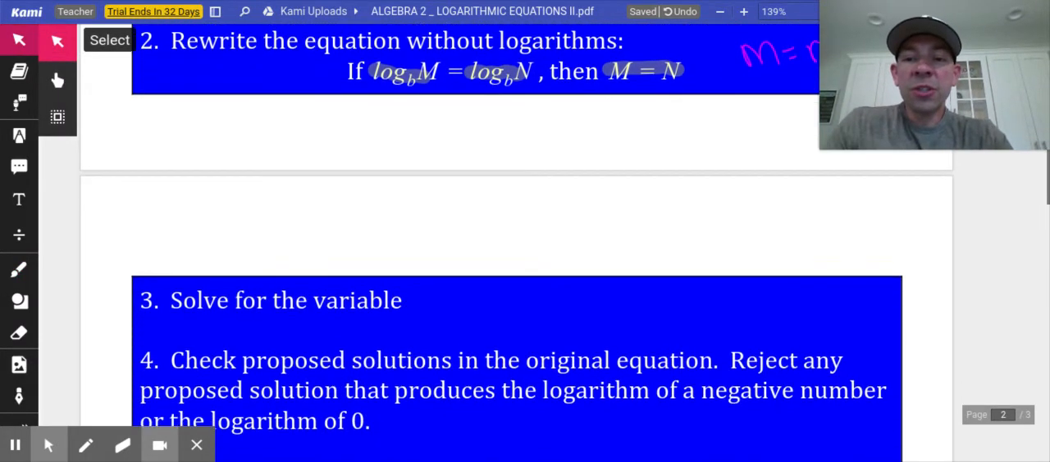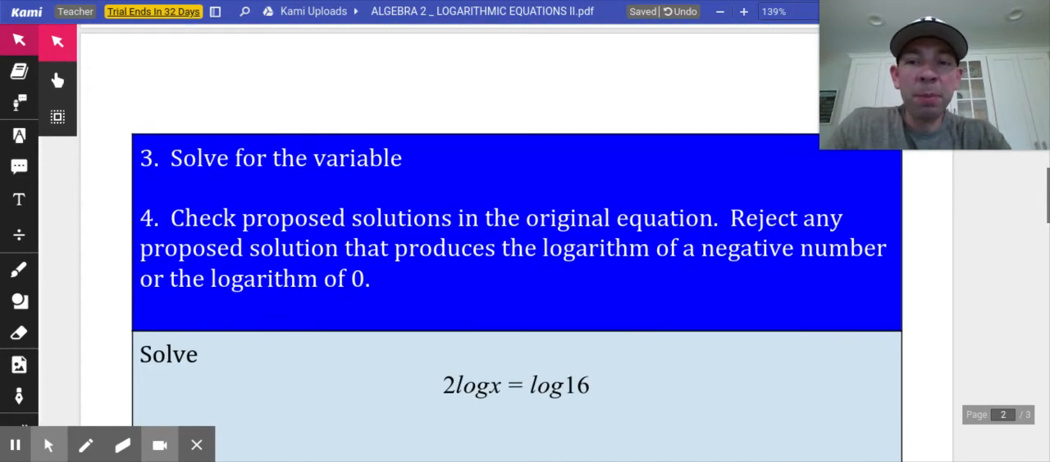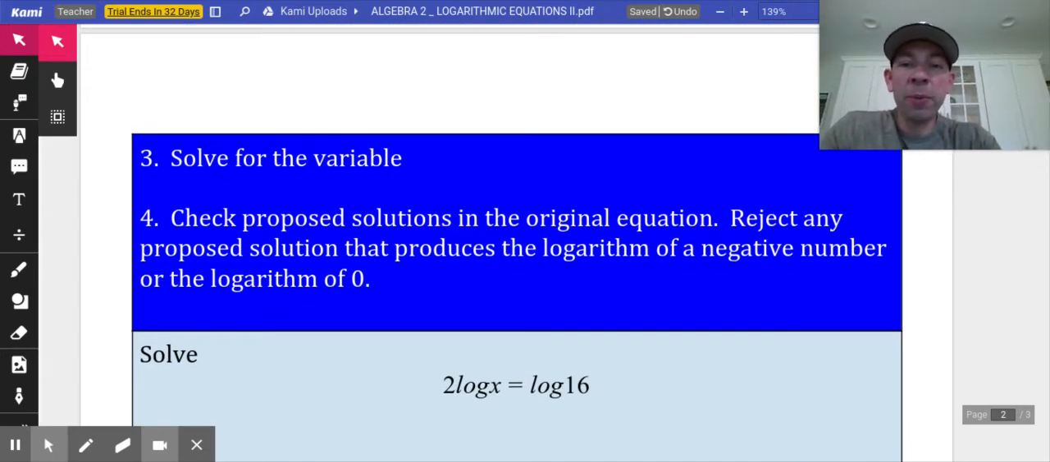All right. So then again, solve for your variable and then check your proposed solutions. We just have to make sure that we're not taking the log of a negative number or the log of 0 once we plug those solutions back in.